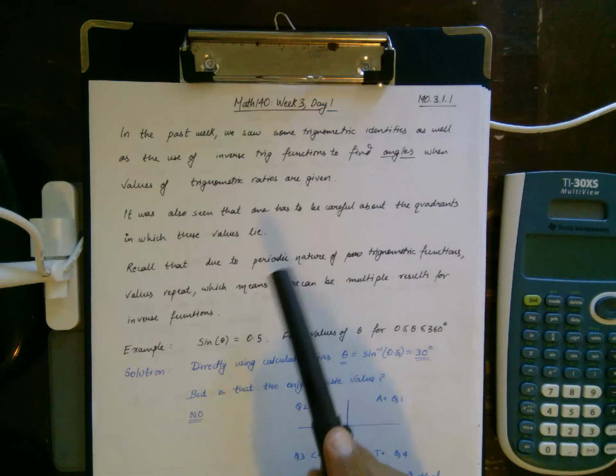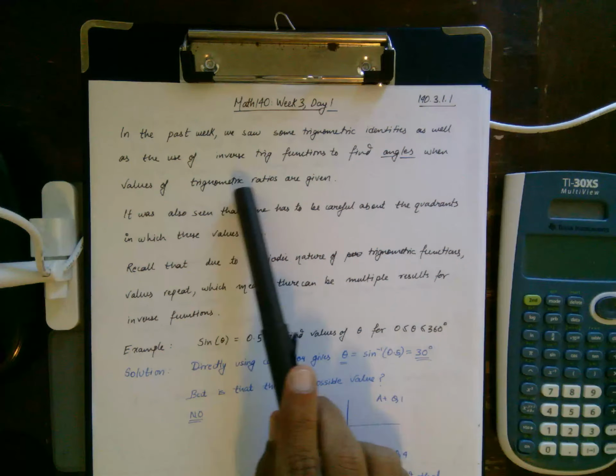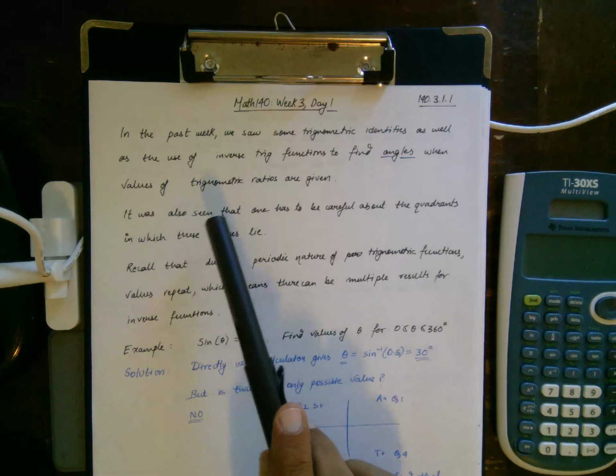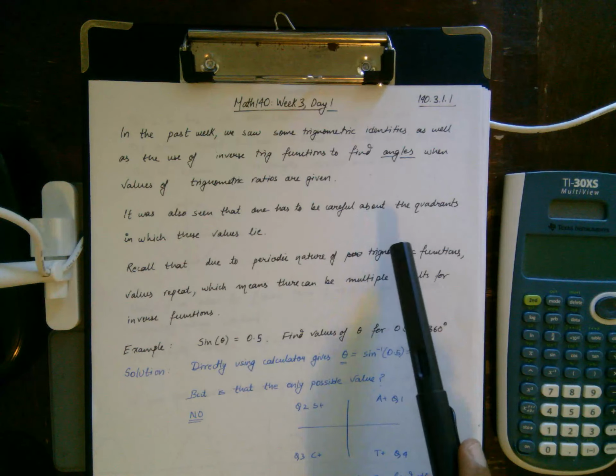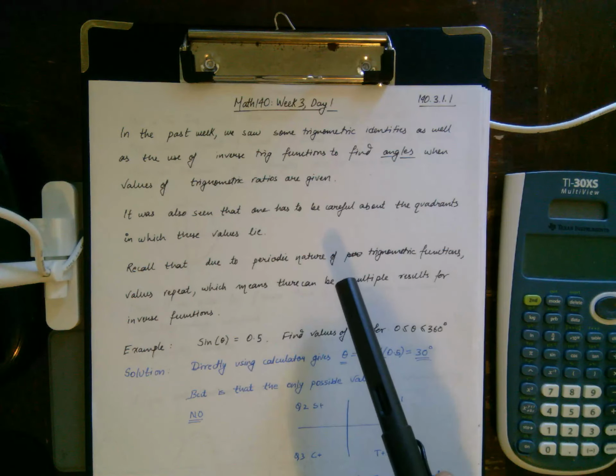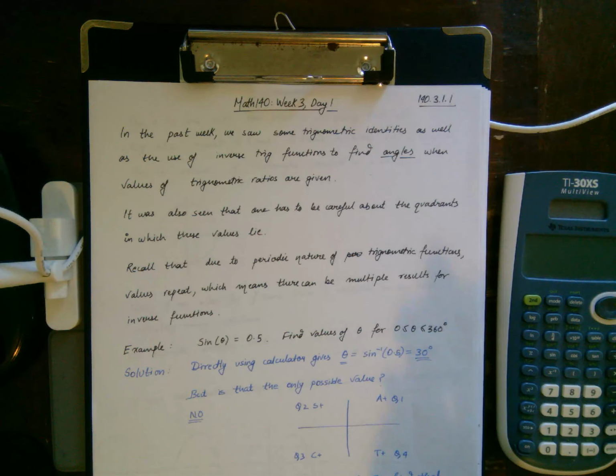So what we have learned is how to use inverse trig function to find angles when the values of the ratios are given. And we also saw that you have to be careful about the quadrants in which these values lie, and that due to the periodic nature of these functions, these values repeat. So there can be multiple results for the inverse function, but the calculator only gives you one answer.